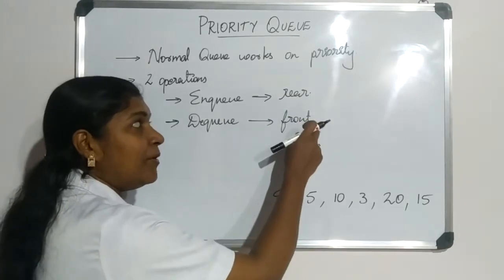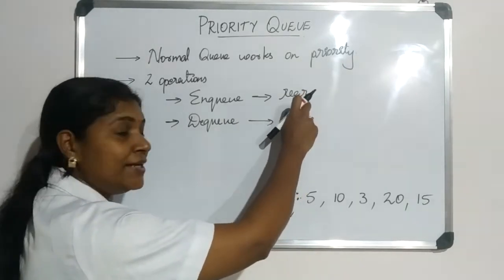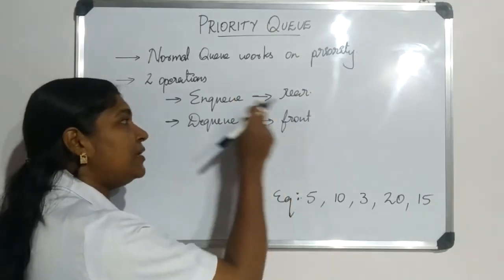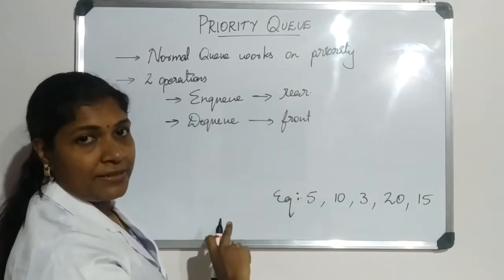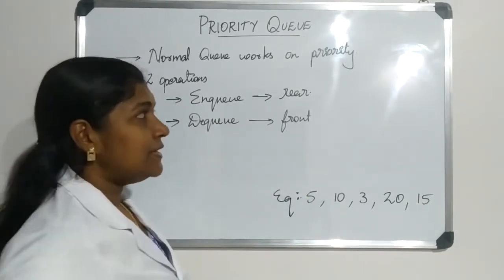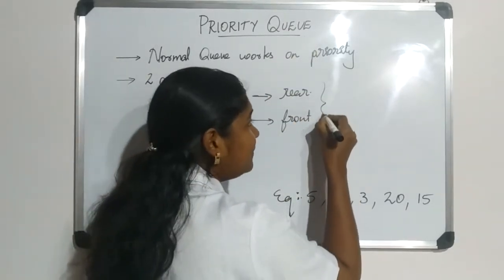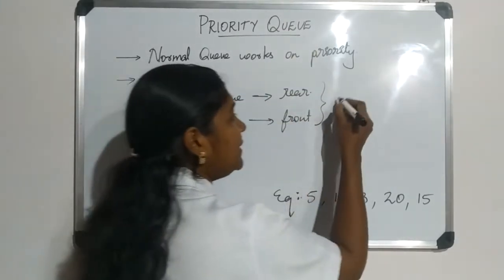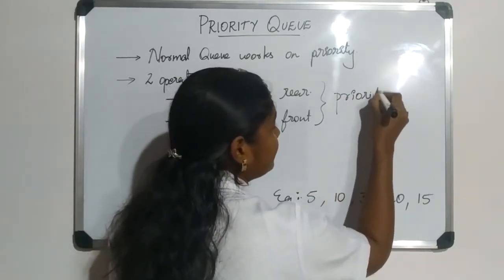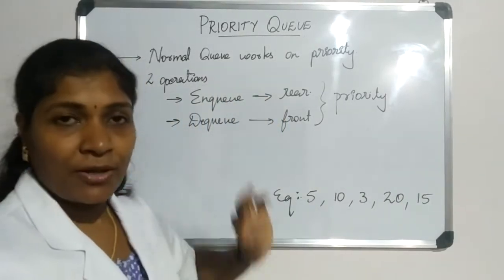And we have two pointers, rear and front. Rear is the pointer through which we are performing the NQ operation, and front is the end through which we are performing the DQ operation. By coming into priority queue, the difference is that all these things are the same, but we will be performing these two operations based on a priority. So this is the only difference when coming into the priority queue.